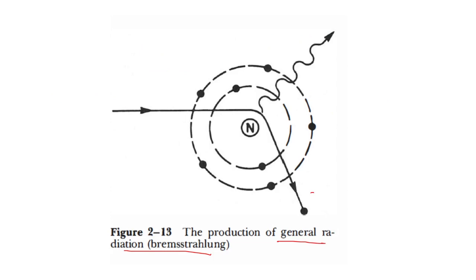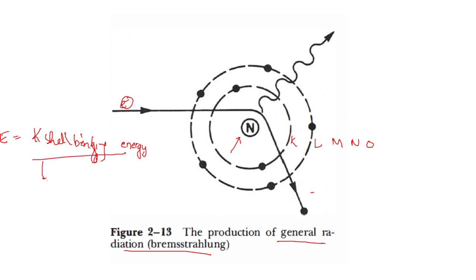In general radiation or Bremsstrahlung radiation, when an electron comes, this is the nucleus, and this is the K shell, and this is the L shell. The more shells are M, N, O shell. The K shell is attracted to the nucleus. So the energy by which the electron in the K shell is bound to the nucleus is called the K shell binding energy.